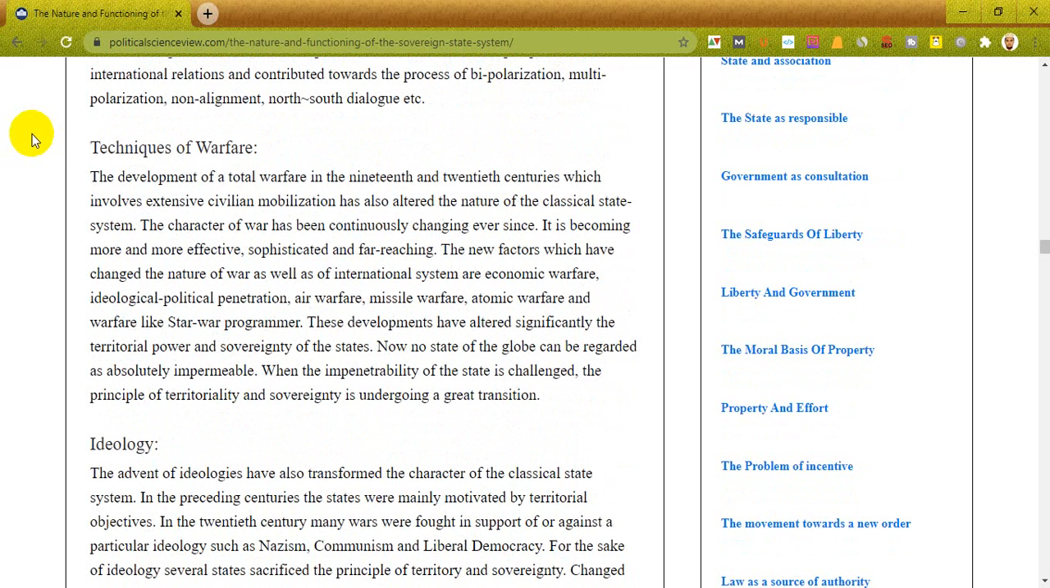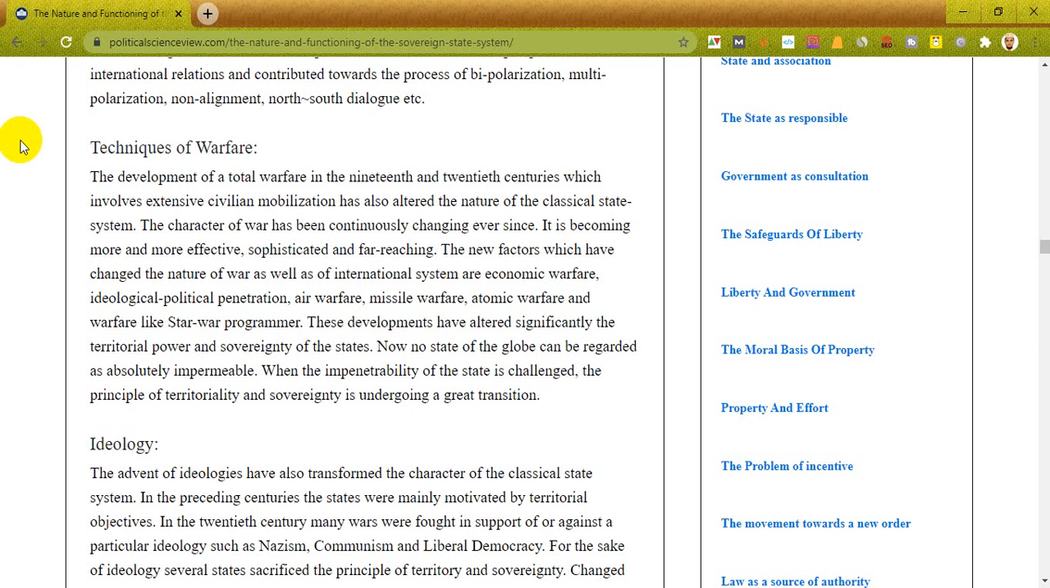Techniques of warfare. The development of total warfare in the 19th and 20th centuries, which involves extensive civilian mobilization, has also altered the nature of the classical state system. The character of war has been continuously changing ever since. It is becoming more and more effective, sophisticated, and far-reaching. The new factors which have changed the nature of war as well as of the international system are economic warfare, ideological political penetration, air warfare, missile warfare, atomic warfare, and warfare like the Star Wars programme.